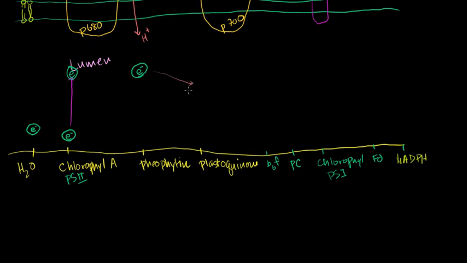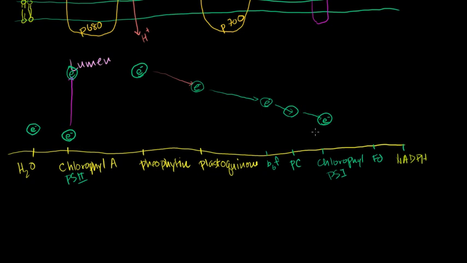Let me keep using the electron in green. Then it keeps going to a slightly lower energy state in the cytochrome b6f complex. And then you have the plastocyanin complex, lower energy state. And then eventually it goes into photosystem 1 at an even lower energy state, maybe slightly higher than the energy state that was originally in the chlorophyll A molecule in photosystem 2.